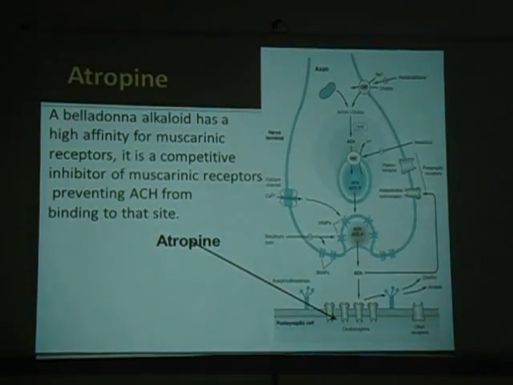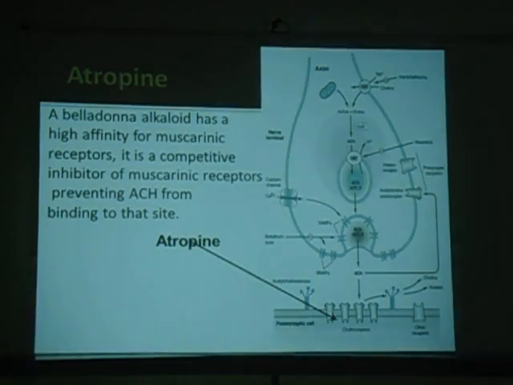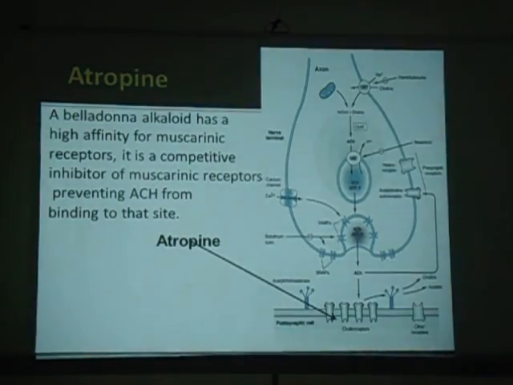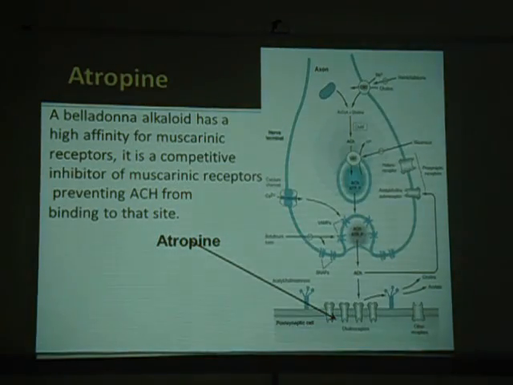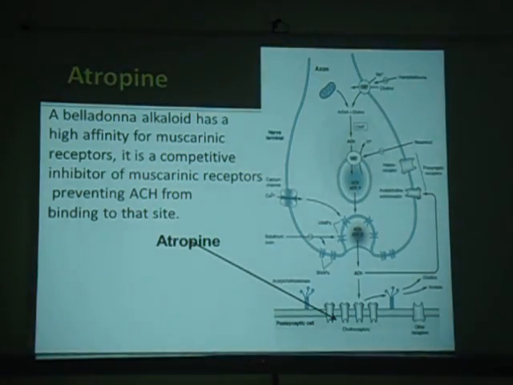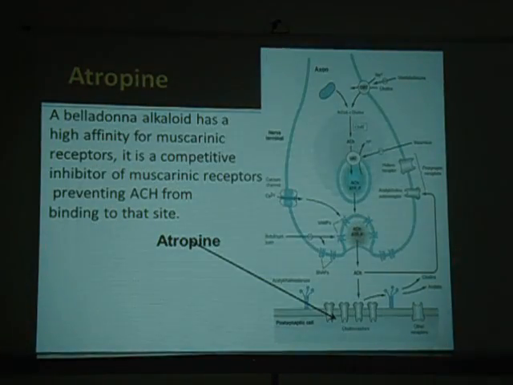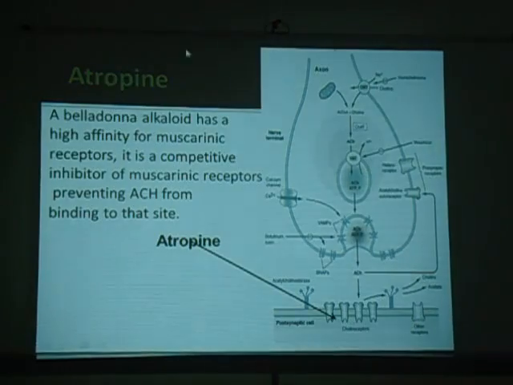Because in mydriasis they can only see long sightedness. The short sightedness part will be lost, because the pupils need to constrict to decrease the light coming inside the eyes. So they used to consume these atropine plant products so that their pupils become dilated. A belladonna alkaloid has a high affinity.